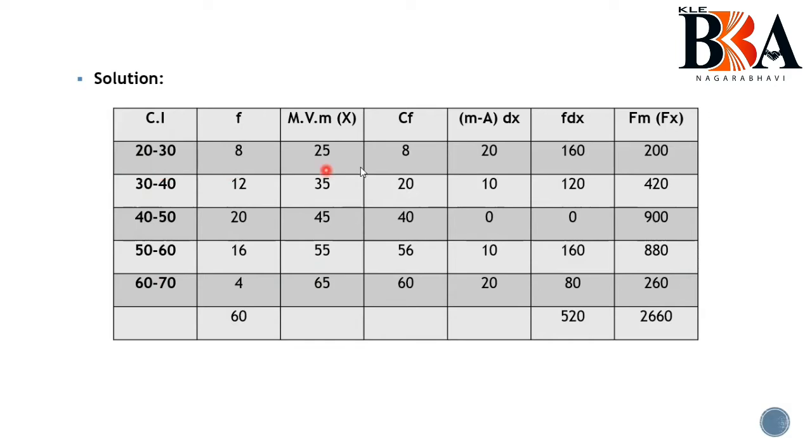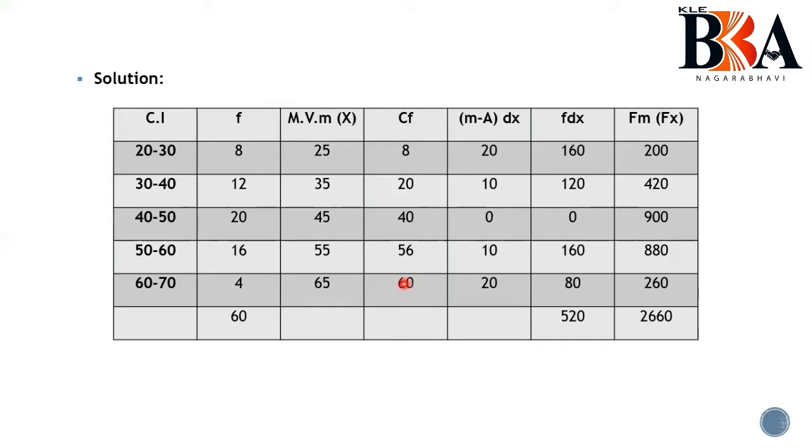Then you have to calculate the cumulative frequency, because it will help you find other things. How to do this? Write down the first frequency 8 as it is. Then add 8 to 12, you get 20. Then add this 20 to the next 20, it is 40. Then add 40 to 16, it becomes 56. Then 56 plus 4 is 60. The total of your frequency and the last cumulative frequency will match very easily.